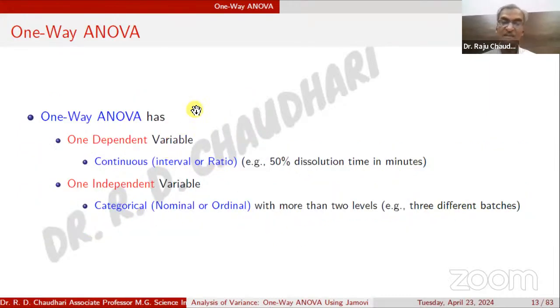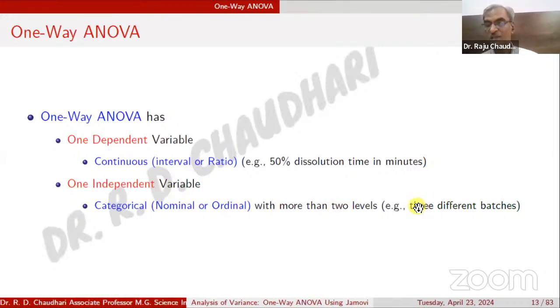So this is again the same thing. With respect to our example, we have one dependent variable, that is 50% dissolution time in minutes, and we have one independent variable, that is either nominal or ordinal, with more than two levels.